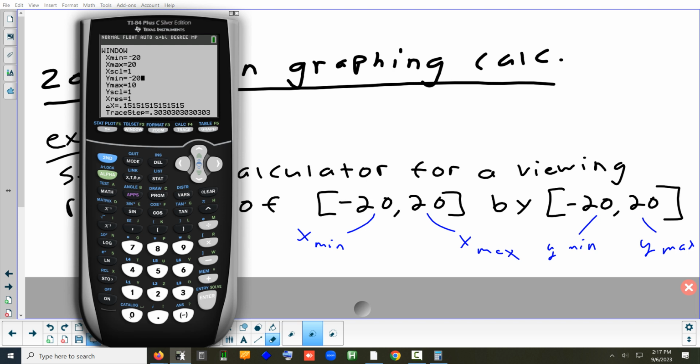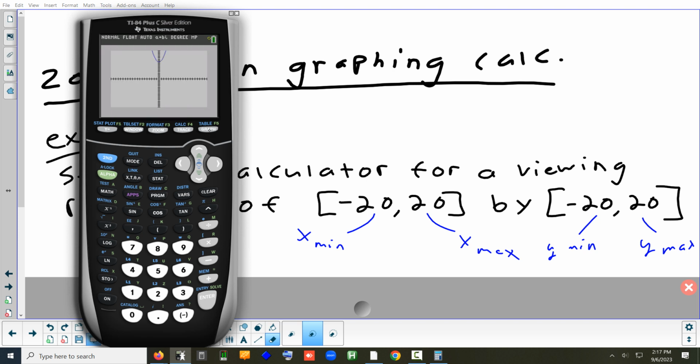The Y min, negative 20. Y max, positive 20. So what we've just done is we've made the window bigger. Okay, it's now going to include more. So let's hit graph now that we have those numbers in.